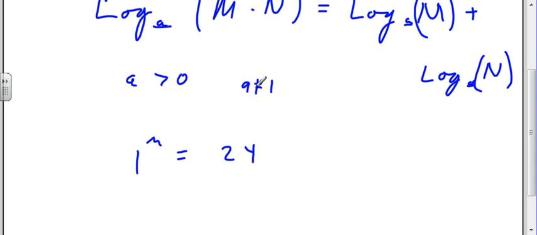All right, so that's why the base A can't be 1, and the base has to be greater than 0. So it could be a fraction, that's fine. It could be 3,587, that's fine, but it can't be 1. All right, next rule.